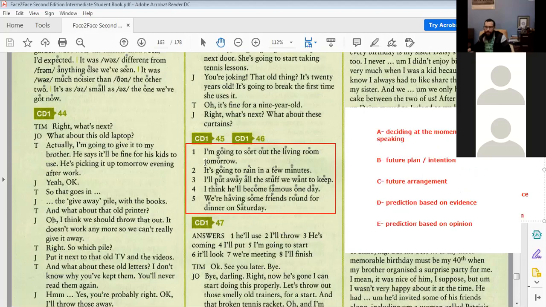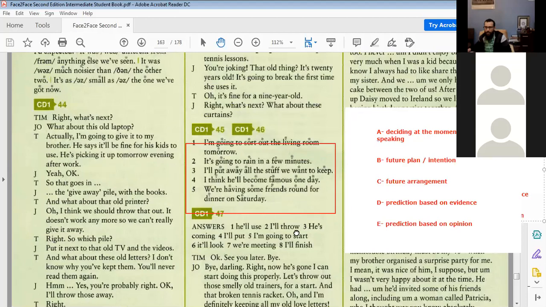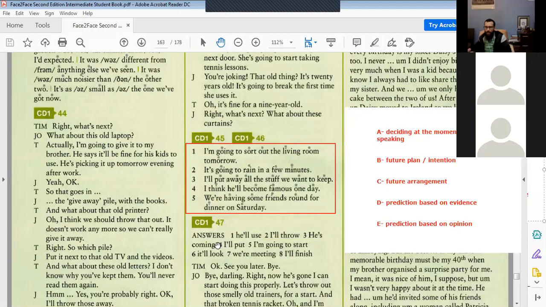Okay. So let's just move the page so it's organized. All right. So let's match. Number one. I'm going to sort out, number one, arrangement. What is arrangement? Yes, future arrangement. Number one to C. Okay. For me, B, future plan, intention. Okay, so we have a disagreement. Let's leave number one. Let's do number two.